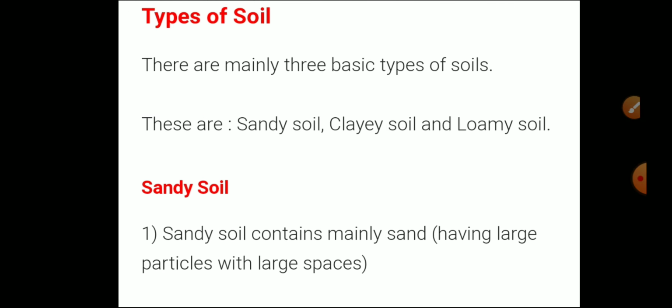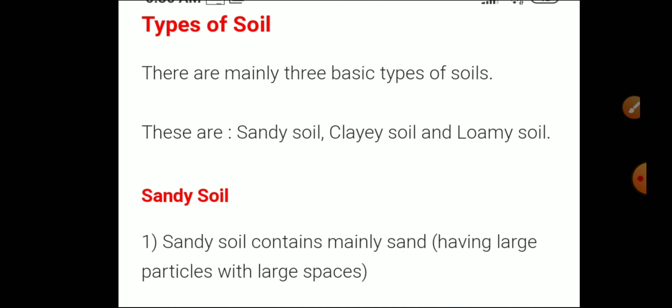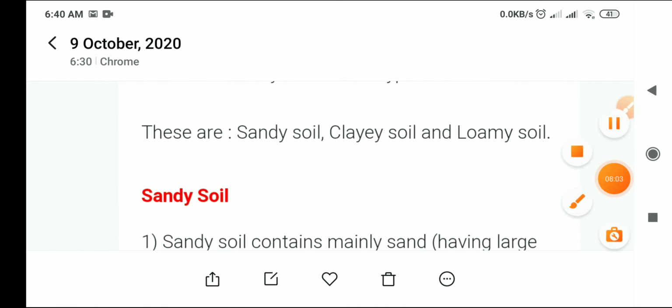You have to write the differences between clay soil and sandy soil today in your classwork copy. This is the question in your NCERT book.